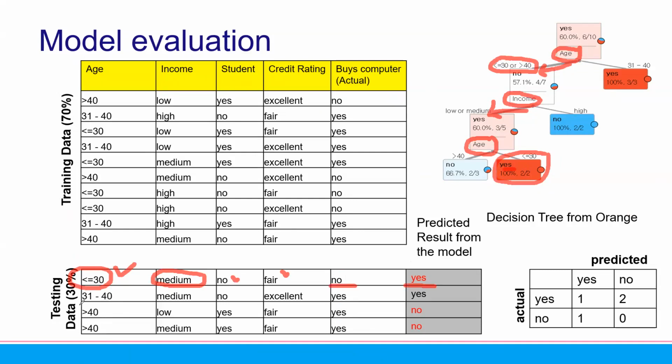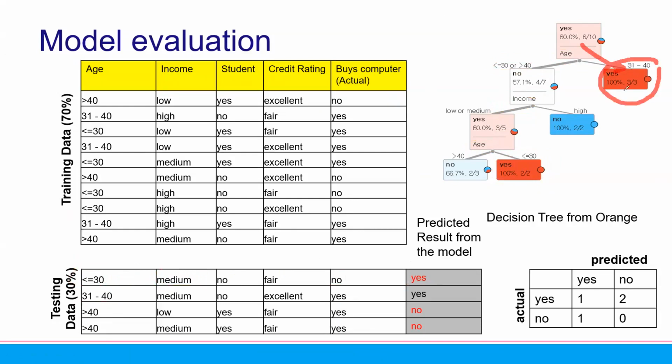Now let's check the second example: 31 to 40. When we check this 31 to 40, it shows yes. So the predicted result is yes, the actual is yes, and the predicted result is yes. What about the third example? Higher than 40. And then next we check the income. The income is low, so it goes to this one. And then again, check based on the age. Age is higher than 40, then the result is no. But the actual is yes. Again, the last one, we have the actual is yes, and the predicted result based on the decision tree is no.